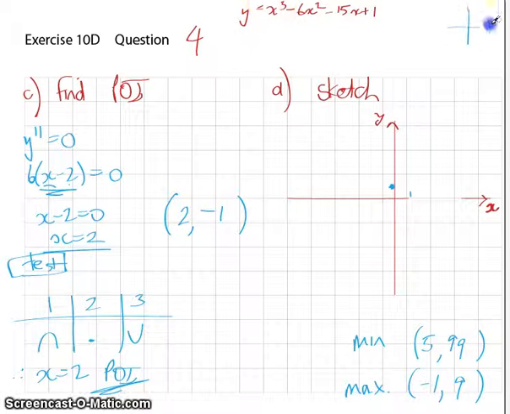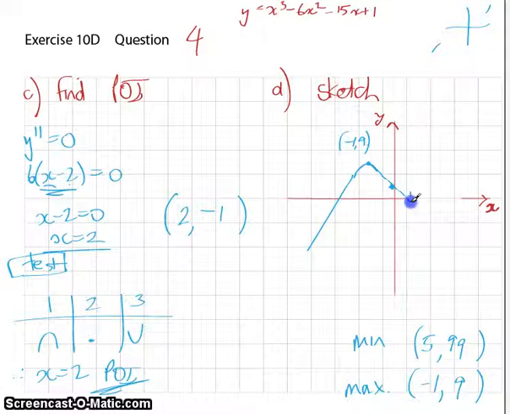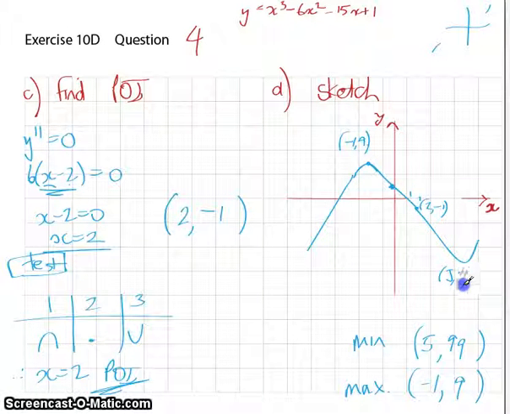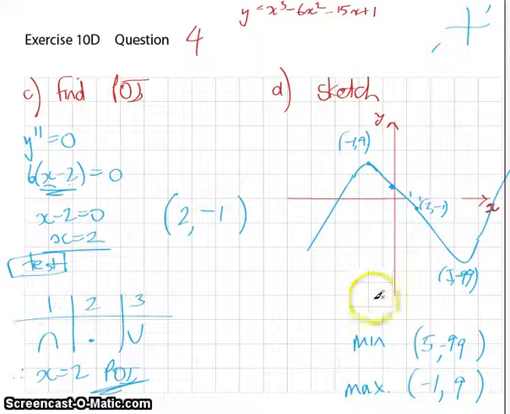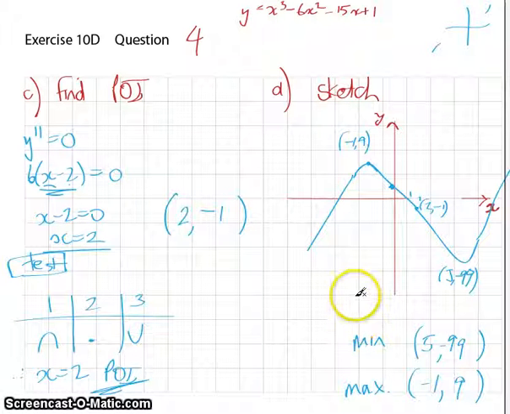I also know that it's a positive cubic, so I've got to have extreme values that do that. So at minus 1, 9, we have a maximum turning point. We've come up from the bottom, we hit this, we pass through here, we get over to here, that's the inflection point, 2, minus 1. And then I've got to head down to 5, minus 99, so it's going to be right down there. And then I'm going to continue onwards in that direction. And that's as good a sketch as we can get for now.